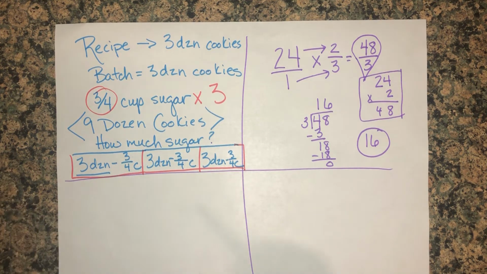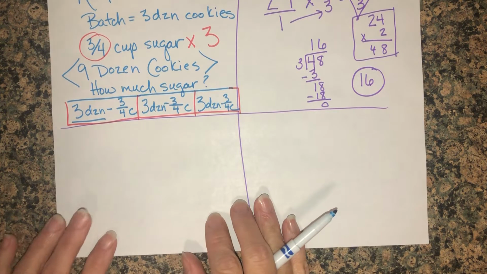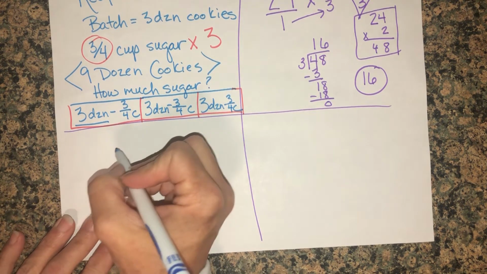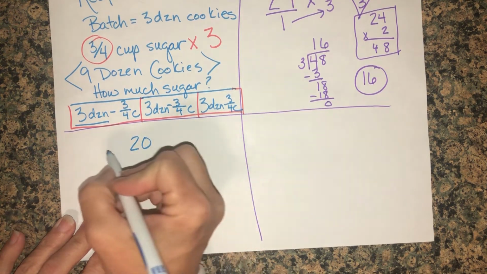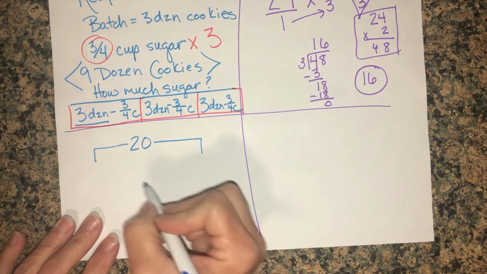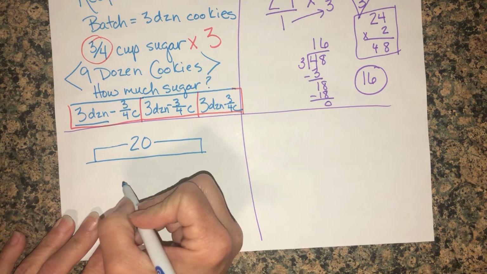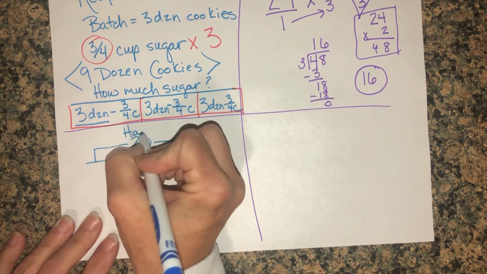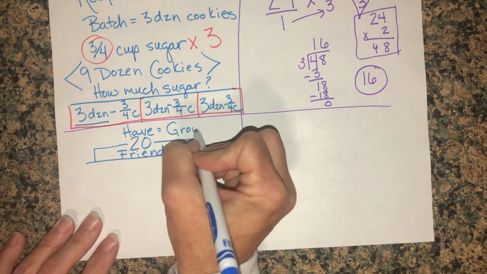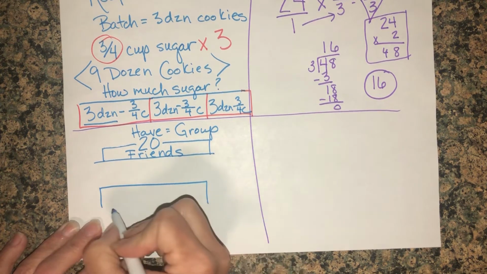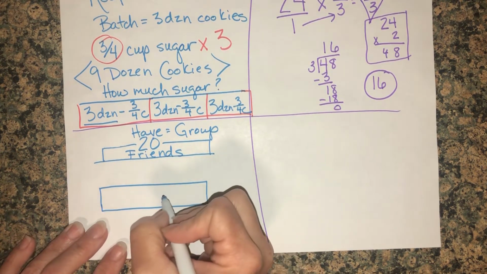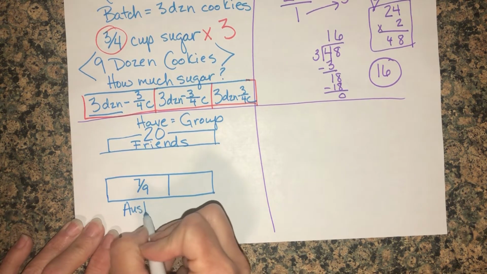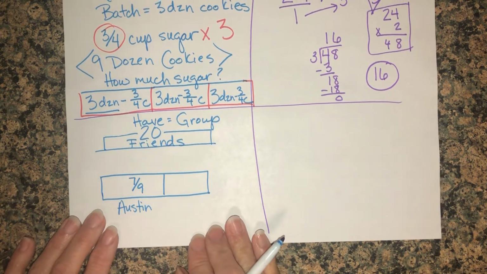Another thing a lot of people are having a hard time with still are the questions where it says, I have 20, let's say I've got 20 friends. And of these friends, we've got some sort of scenario. So 20 friends is what I have. This is my group. And let's say of that group, I say 7/9 of them were born in Austin. And I want to find out how many friends were not born in Austin.